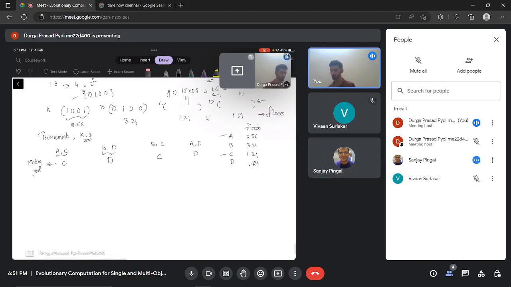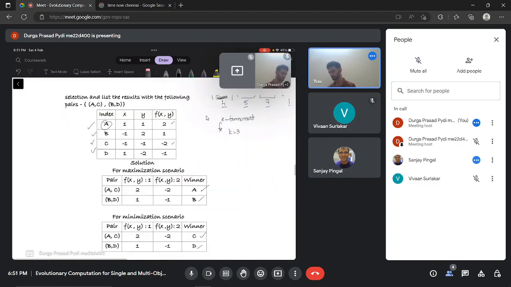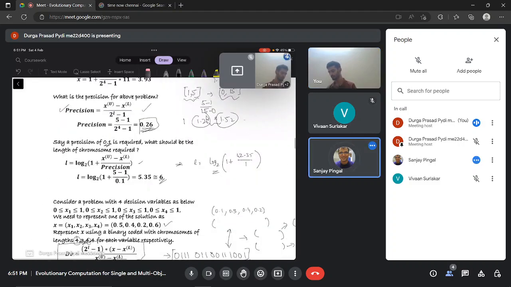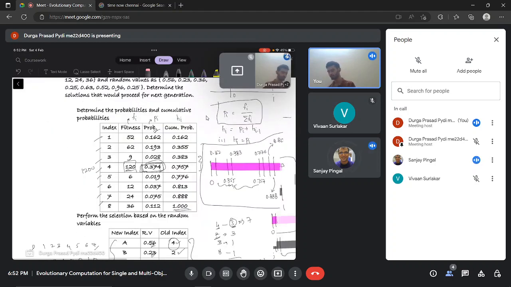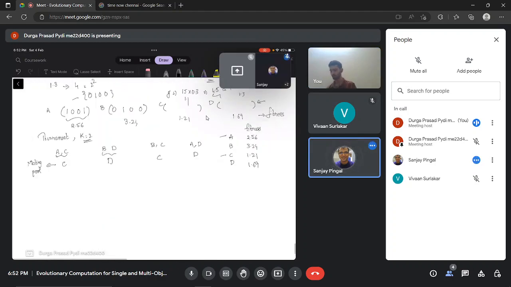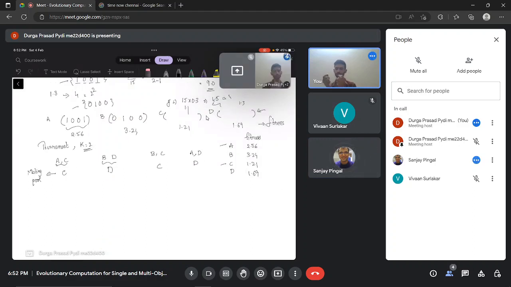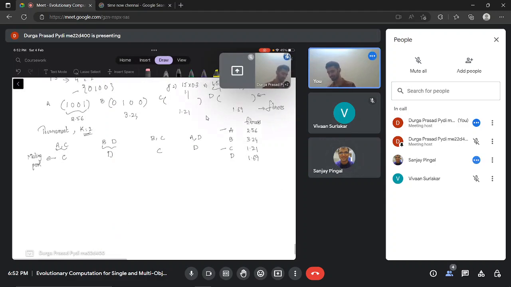Now, once you form the mating pool, the next step, as you can see in the algorithm, is this: after selection of the mating pool, the selection operator is the step we are at right now. The next step is applying the variation. We got the fittest ones. Now we do the variation, like crossover and mutation. For that, from the mating pool, we need to select the parents. So we'll select two at random. Anyway, here we have only C and D. We don't have any other option. So we select C and D.